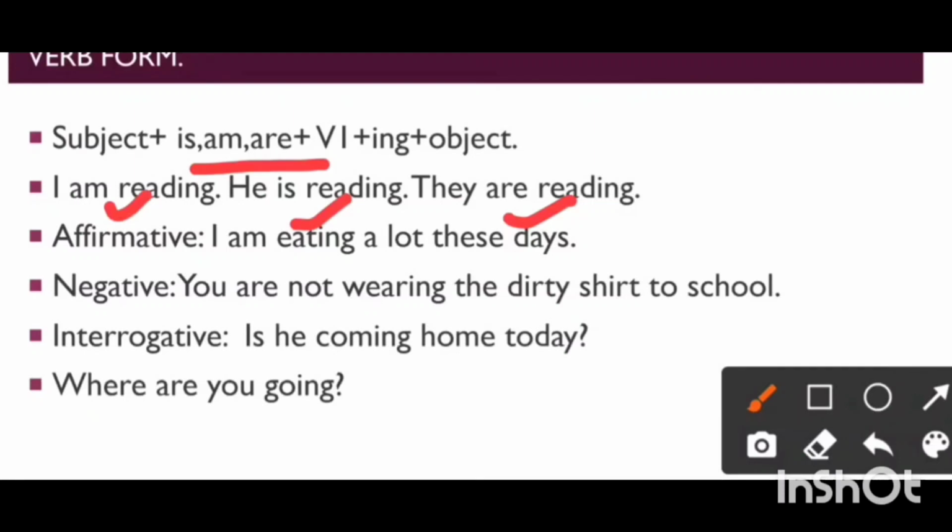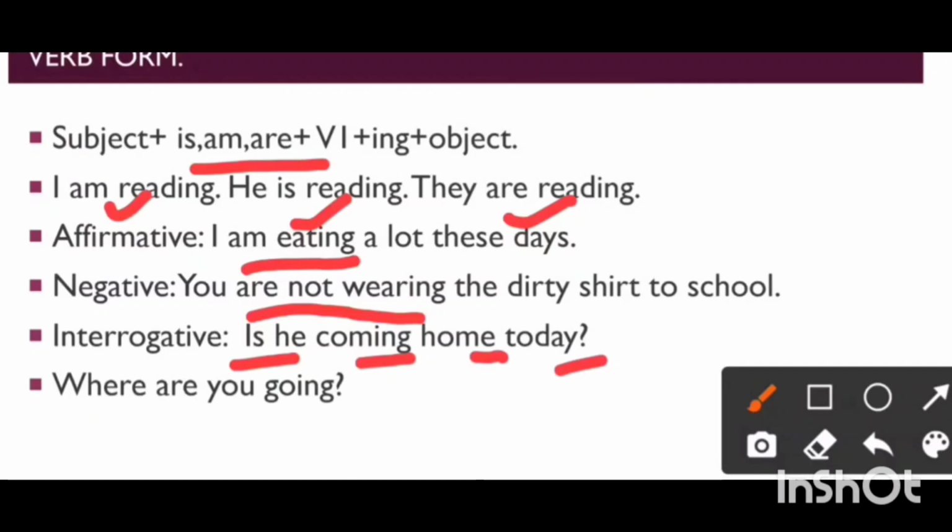How to make an affirmative sentence? I am eating a lot these days. So am eating, verb. Negative: You are not wearing the dirty shirt to school. Are not wearing, negative sentence. So we put not after is, am, are. Interrogative: we begin the question with is, am, are and then the subject accordingly, then main verb plus ing, then object, and then time expression. This is the structure you have to follow.